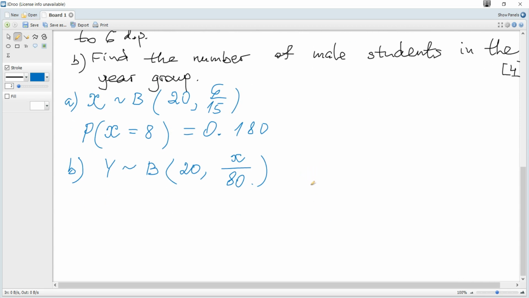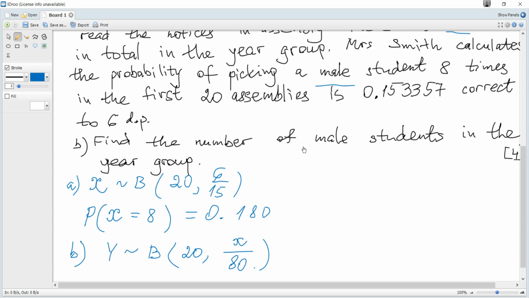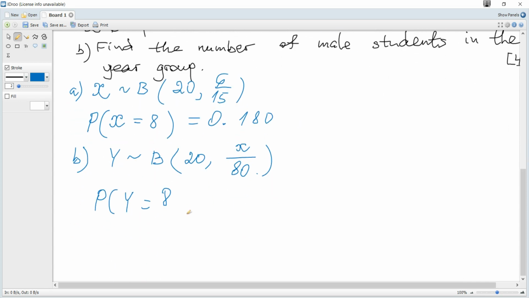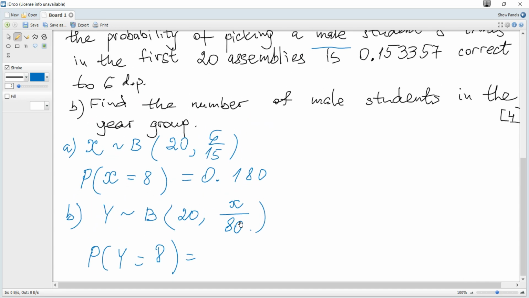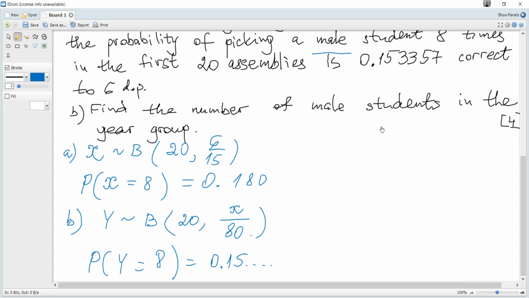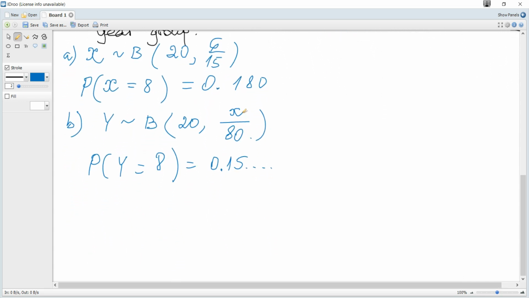Notice that it's another x, it's not the x from A. Don't get confused. And it is given that the probability that y, the number of male students selected, is 8 is equal to this value, 0.15, and so on. And we need to find x.